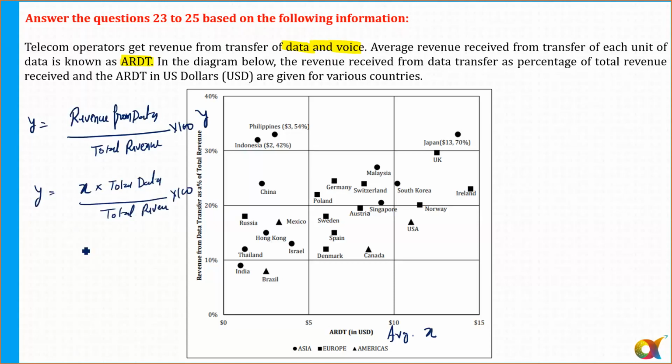So X into the number of units of data upon total revenue into 100. So what is the relation? Y is equal to X into D, where D represents the total volume of data transferred, upon total revenue, that is data plus voice, into 100. This is the relationship between the values on the Y-axis and the values on the X-axis. If you understand this, then all the questions can be done quickly. Can I move to the next slide? Please tell me, question number 23.